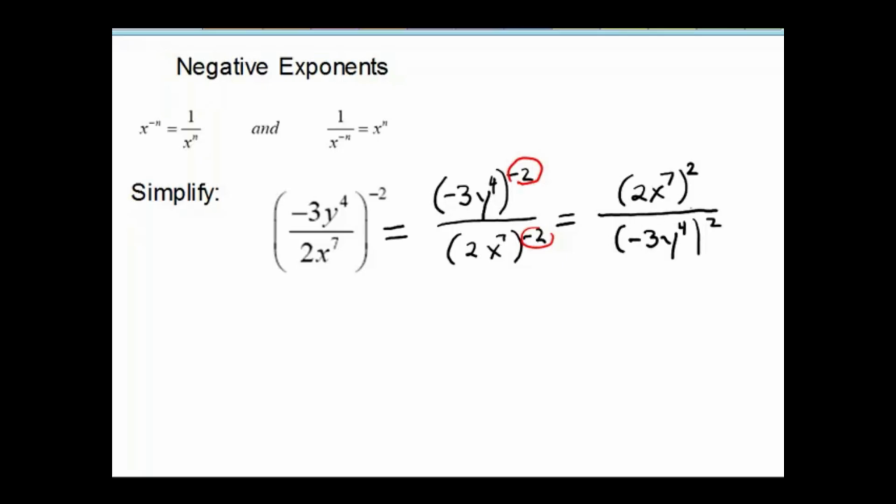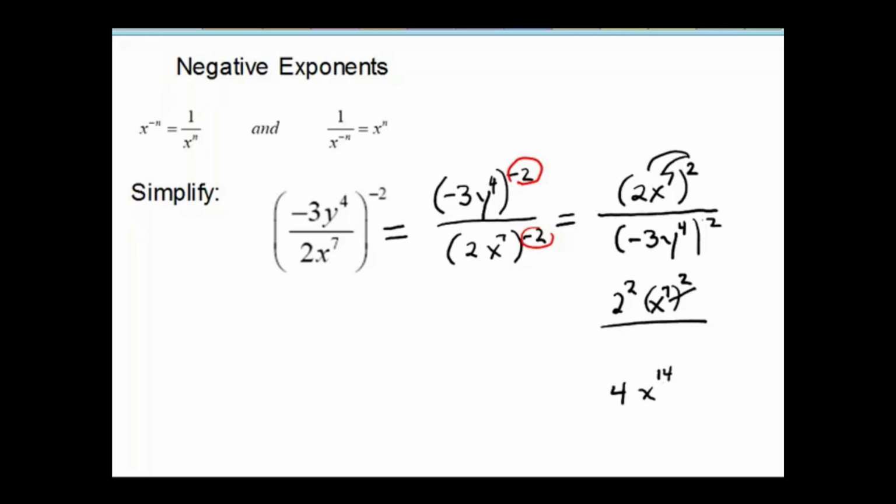And now we'll work on each piece there. On our numerator, that is a product to the power. So we're going to have to take that outside exponent down to each piece. So I'm going to have 2 squared x to the 7th squared. And I can keep working that. 2 squared gives me 4. And x to the 7th squared, power to a power, keep the base and multiply. So I get x to the 14th.